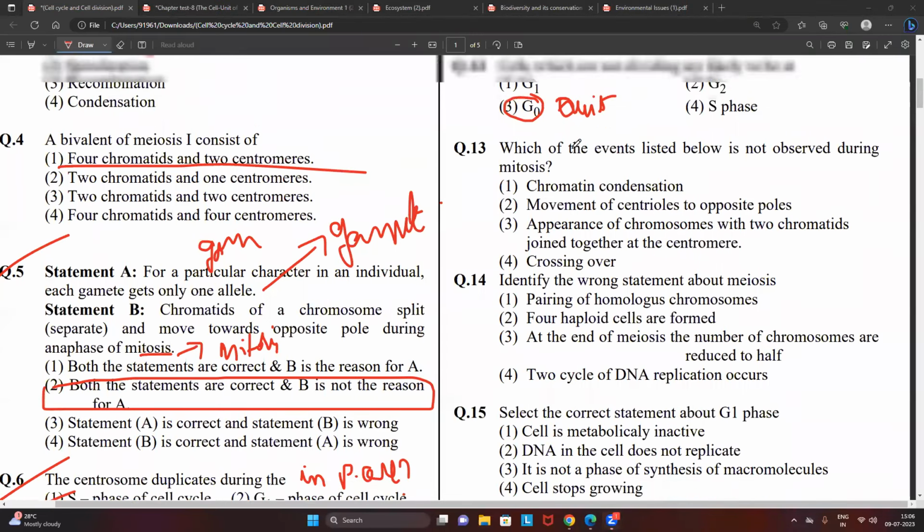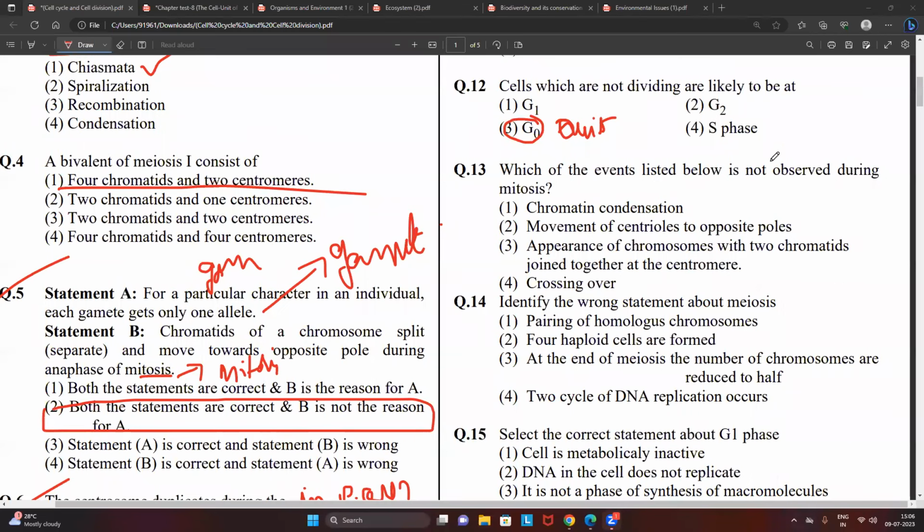Then question number 13. Which of the events listed below is not observed? See, friends, they're asking a negative question. I want you people to think and answer. Do it slowly but accurately. Good. We all commonly know where the crossing over occurs. The crossing over occurs actually in meiosis 1. Never ever get confused with this particular point. Where does the crossing over take place? In meiosis 1. Okay.